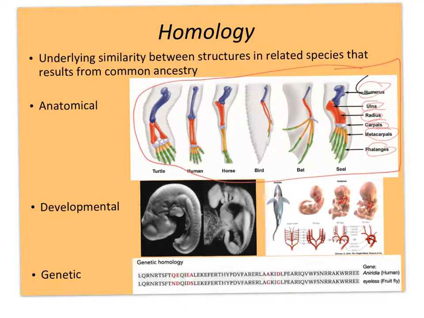the humerus, right? So that's the humerus in the seal. The bat also has a humerus. They're both mammals. A bird is not a mammal. They're more closely related to other reptiles. It has a humerus. Another mammal, a horse, has a humerus. We have a humerus. And a turtle has a humerus.